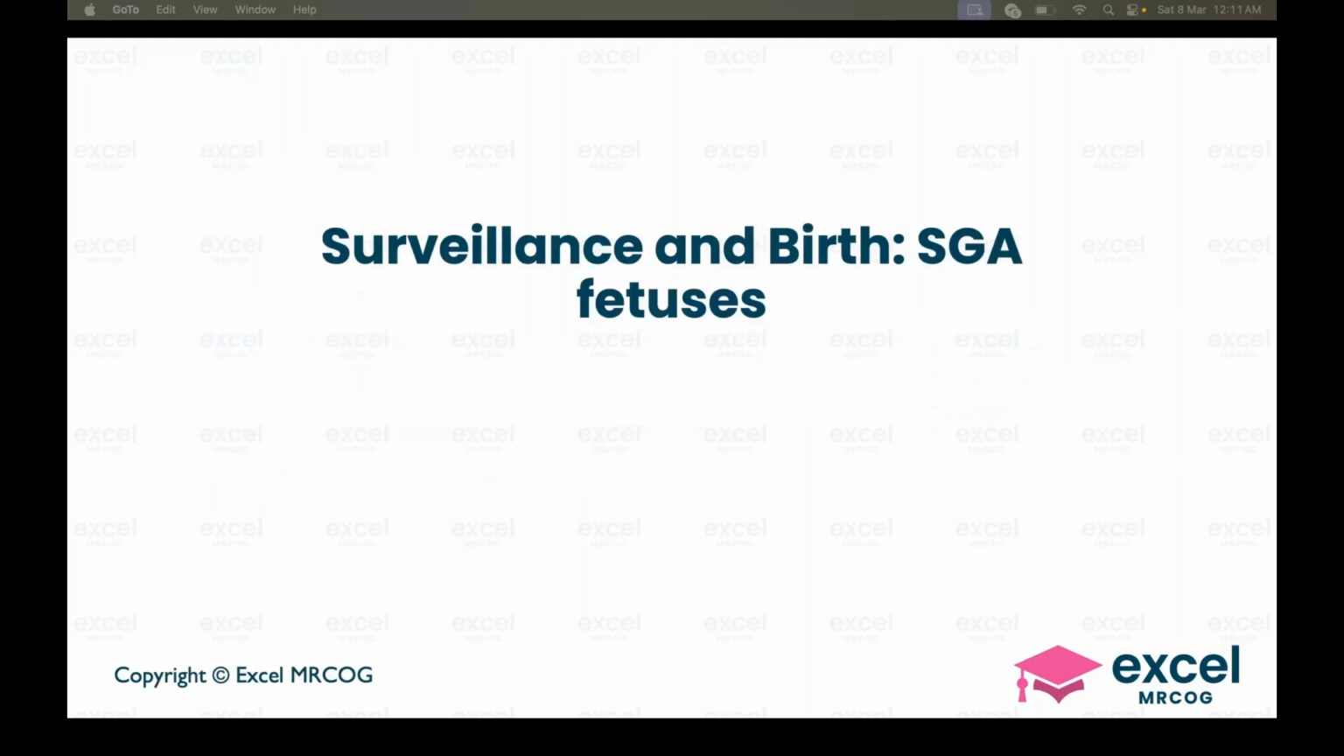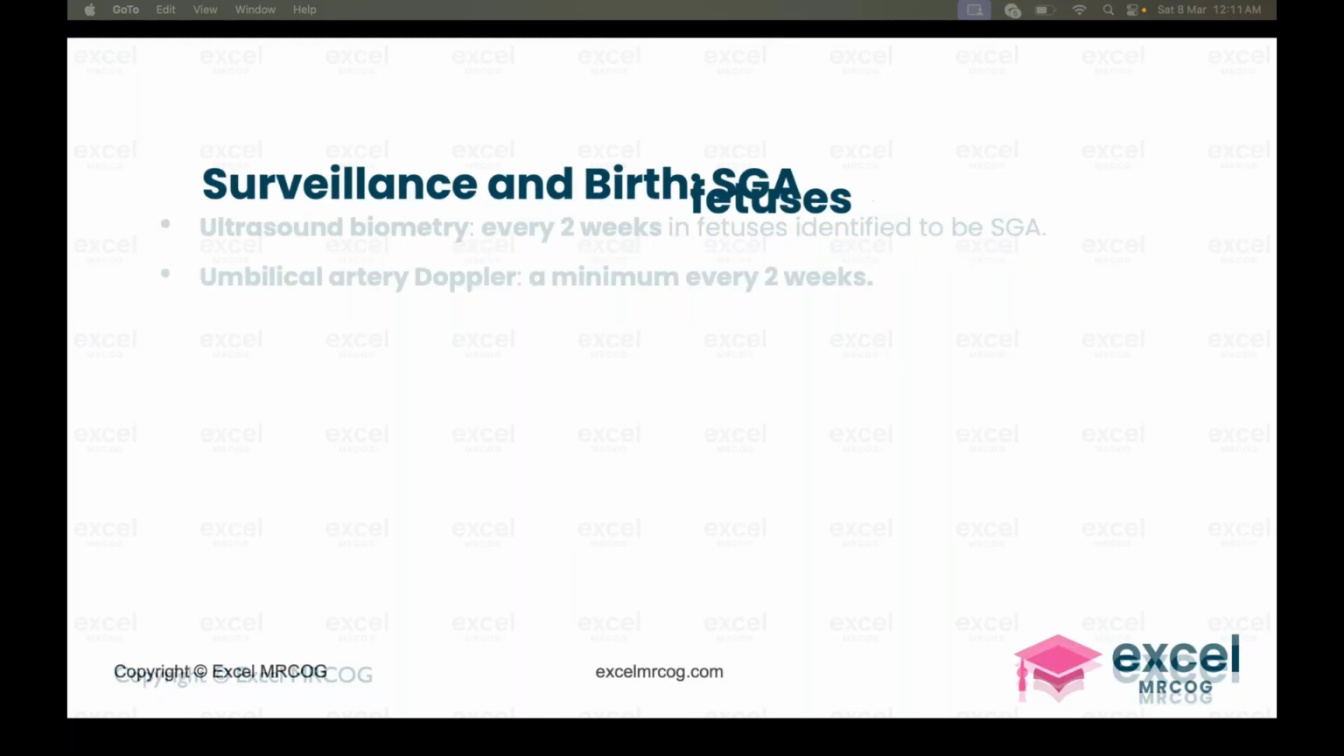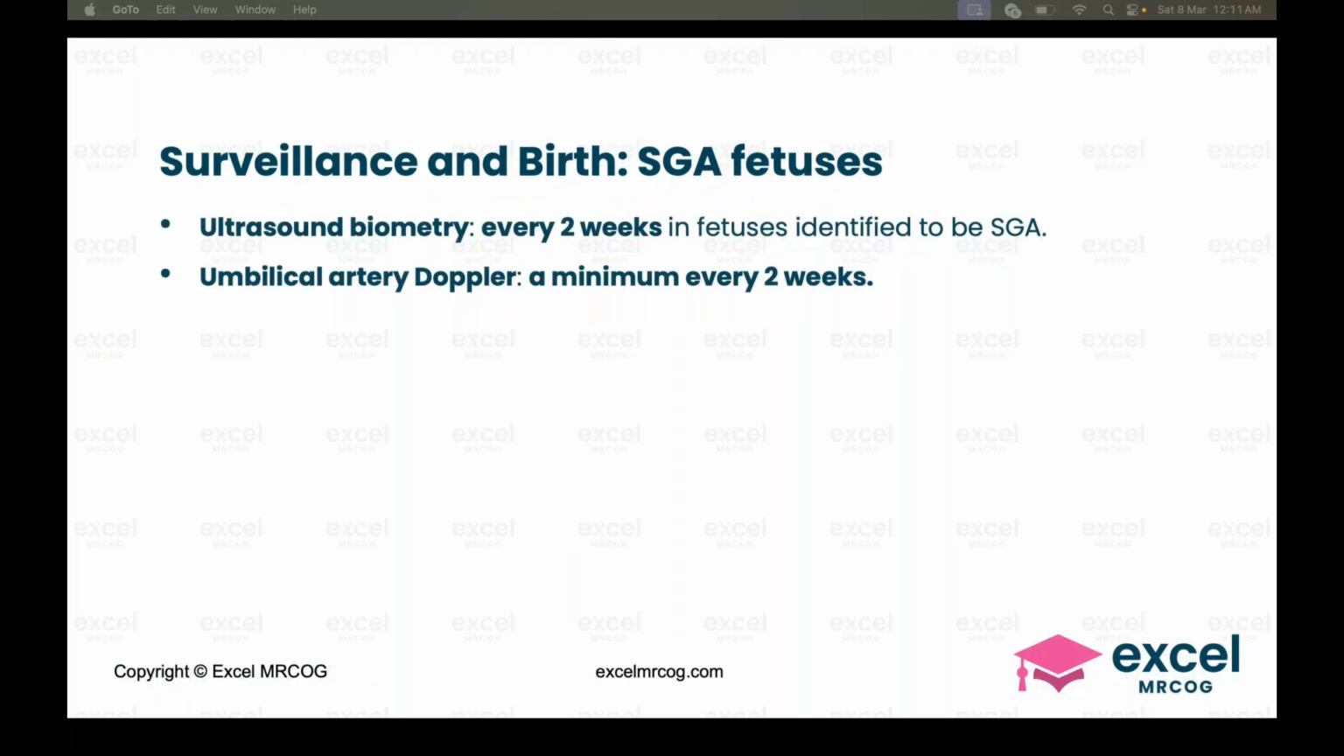Surveillance, this is very important. Surveillance, how do we go about checking for SGA fetuses? Okay, as we can see, every 2 weeks ultrasound. So for screening, or say moderate risk factor where you want to do surveillance, basically it is 32 weeks, then 36 weeks.